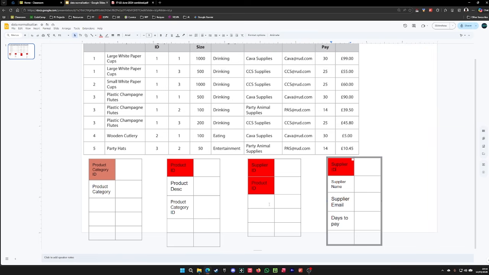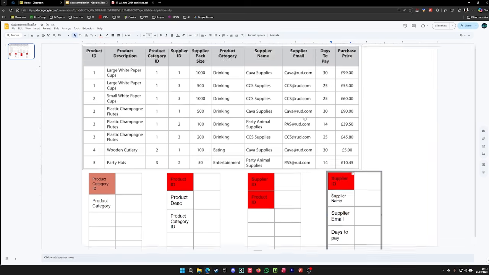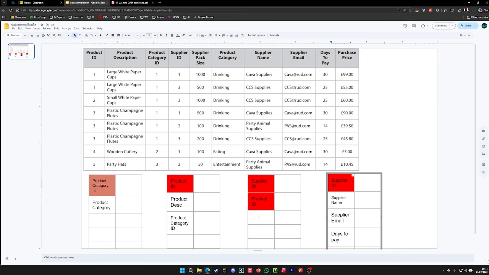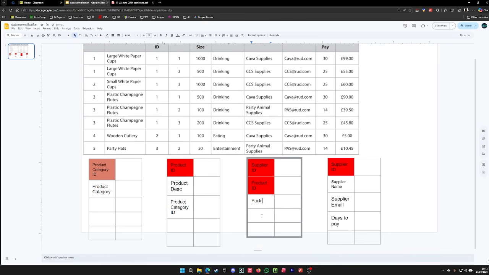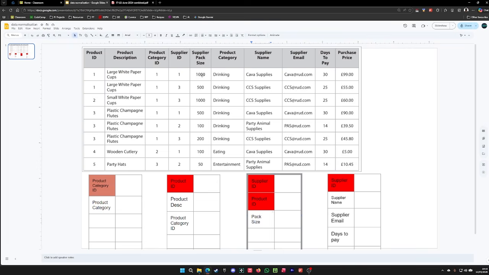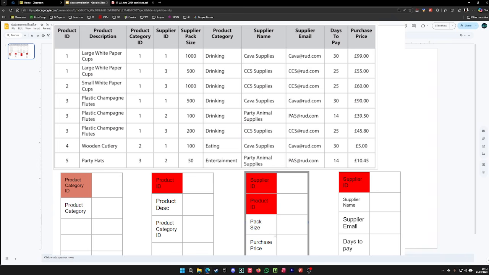So the part we're missing now is the pack size. Okay, so the pack size would go here because it's nothing to do with a category. And I can't use it over here in the product table because if we look, large white paper cups are supplied by two different companies, Carver and CCS, and their pack size is different. So I couldn't put it in there. So that tells me it's got to be in its own table over here.